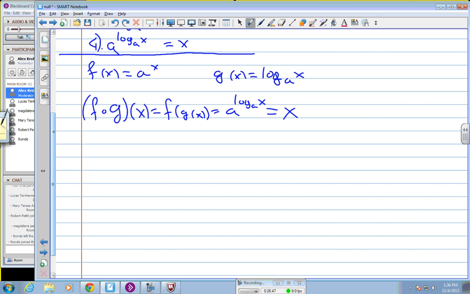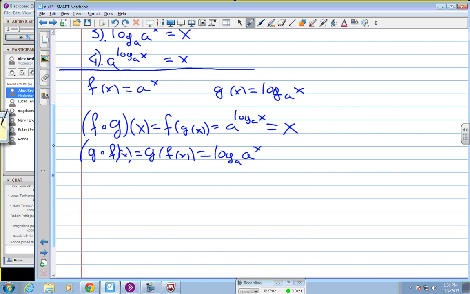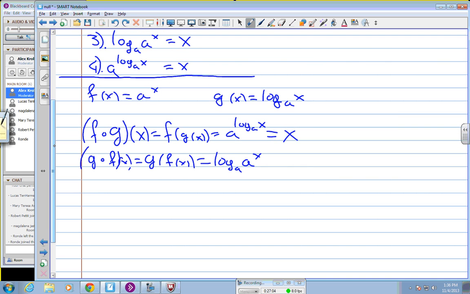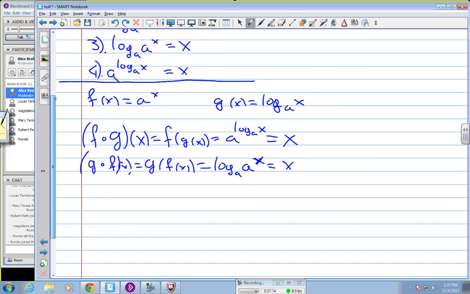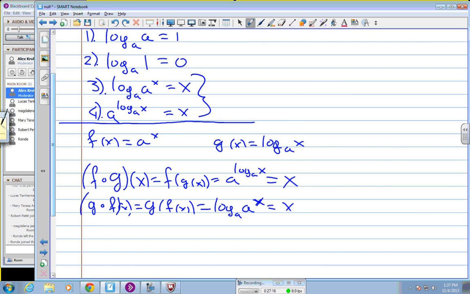And if I reverse the order, if I do g of f of x, so I'm putting f inside of g, that would be log base a of a to the x. So that's our third property. So it also equals x, whether because of the way we understand logarithms, or because we're taking a composition of a function and its inverse. So it should give me x back twice. This is why these last two properties are called inverse properties, because they're based on the fact that these are compositions of inverse functions.